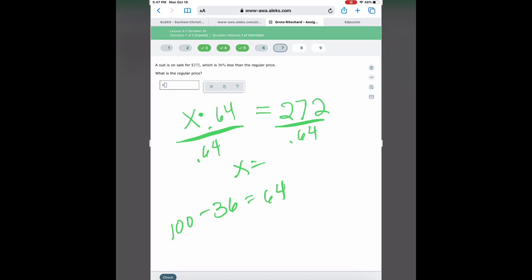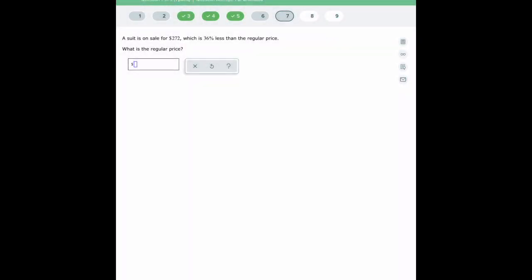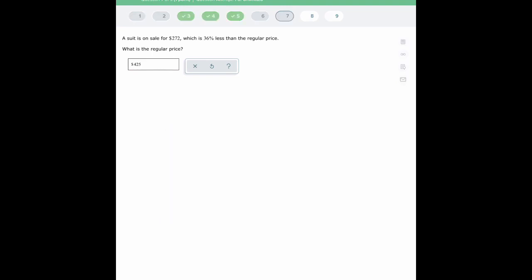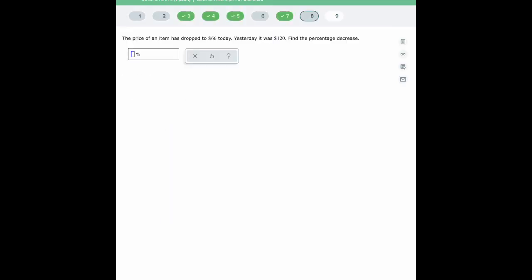272 divided by 0.64. It's tricky. You got to find that part that you pay, not just the discount. The regular price, does that make sense? That it was $425. It's on sale, 36% less. You're actually paying 64% of that, which happens to be $272. So the original price is $425. Let's check that. $425. Check.